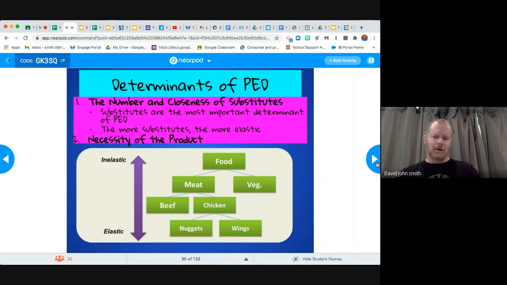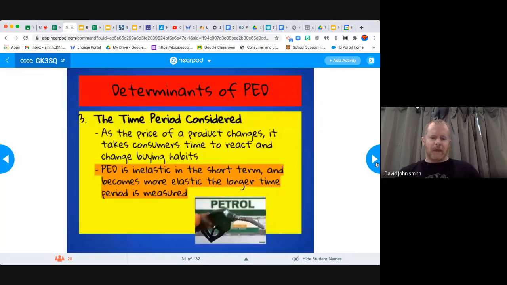All right. And the time period, as we said, the key thing to note here is that PED is inelastic in the short term and becomes more elastic the longer the time period is that you have, which is what we were saying before. All right. So if you can reduce the time period, compress it as much as you can for the consumer to make their decision, then it's going to be more inelastic. Right? They're going to make the call.